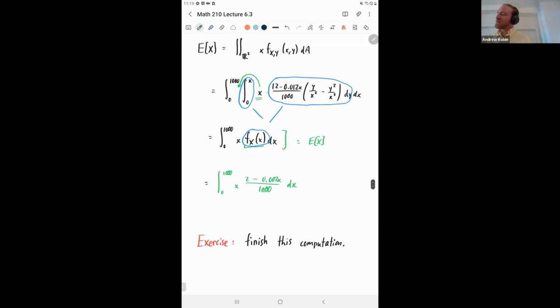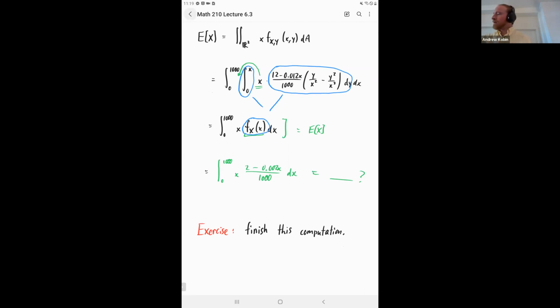So I'm going to leave it as an exercise for you to compute the value of this integral, to compute the expected value and really the average rocket altitude in that problem. And let's move on and wrap up a couple more things.